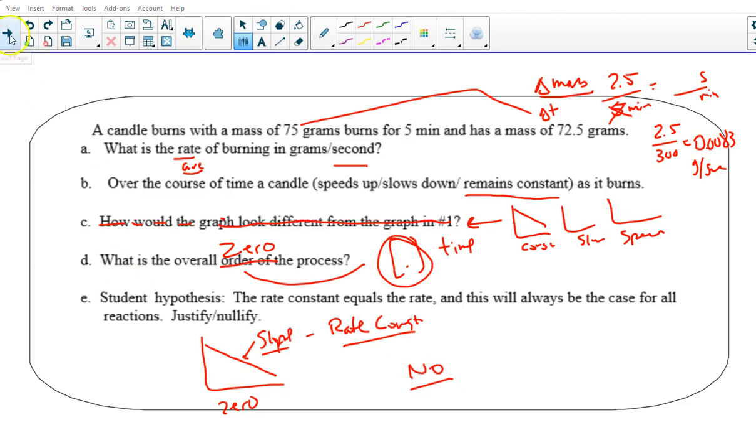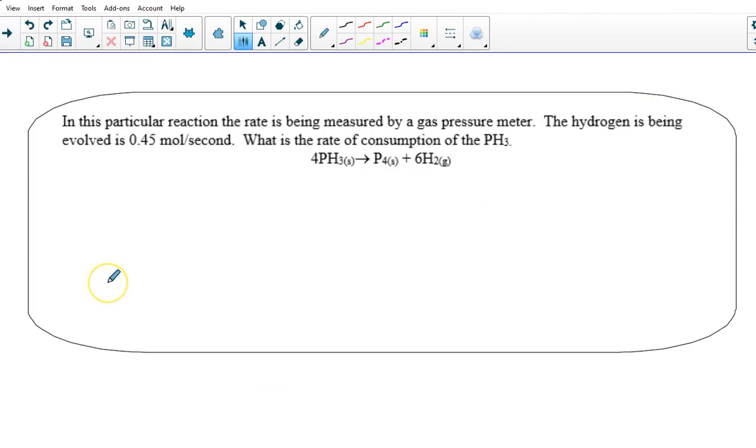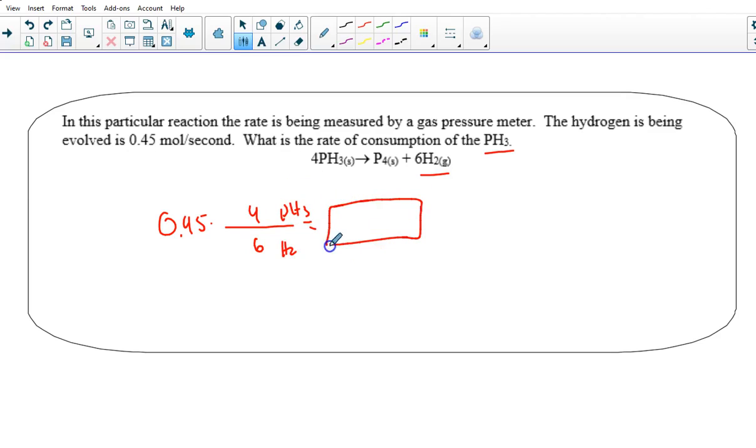Our final question here is a pretty common question that might get interweaved into any other question, also in our workbook, but you should go ahead and try this. It says the hydrogen is being evolved at that rate, so what is the rate of consumption of the PH3? It's just a stoichiometric ratio question, at a 6:4 ratio. This is the PH3, this is the H2, and you can go ahead and calculate that on your own.